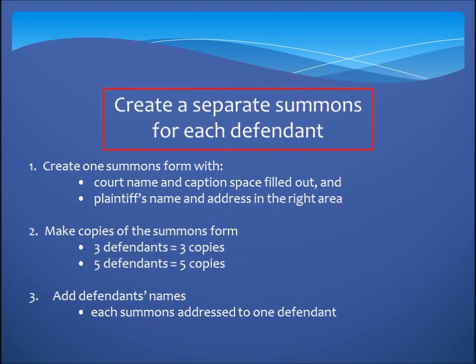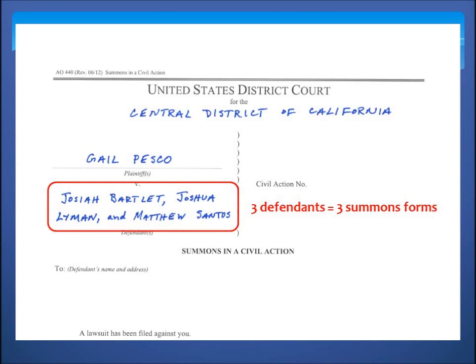After you have the right number of copies, you write in the full name of one of your defendants on each summons form in the Addressed To section. Let's take a look at our sample. Gail has 3 defendants, so she makes 3 copies of the summons form with the court name, caption space, and her address already filled in.